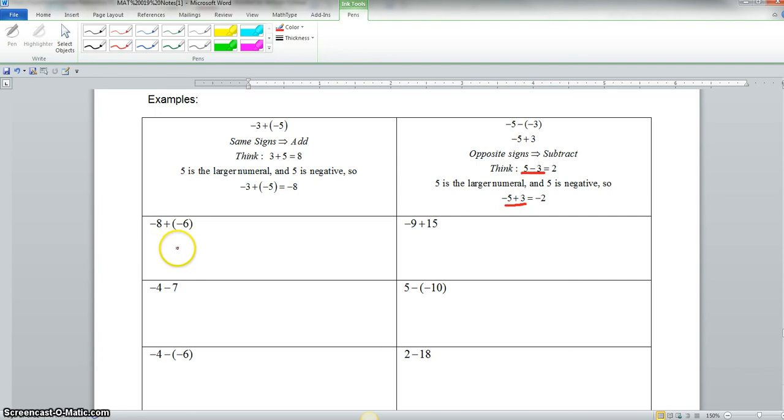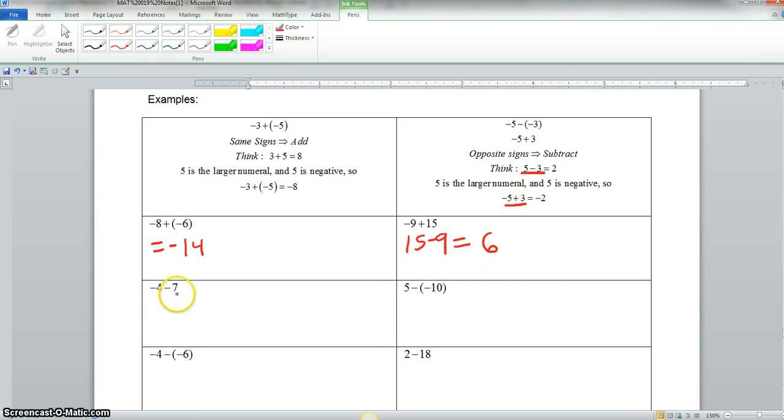Now, let's try some examples here. We have -8 plus -6. They have the same sign, so you add them together. 8 and 6 is 14, and you carry the sign. So it'll be a -14. Now, -9 plus 15, we'll think 15 minus 9 because they have different signs. And we know 15 minus 9 is 6. And since 15 is the larger number and is positive, your answer will remain positive.